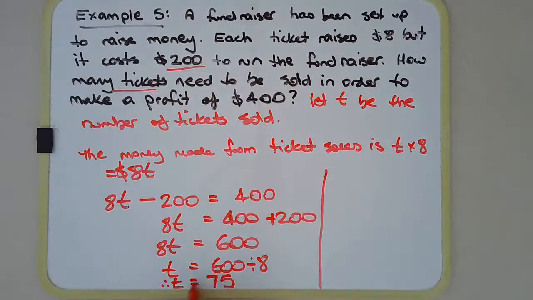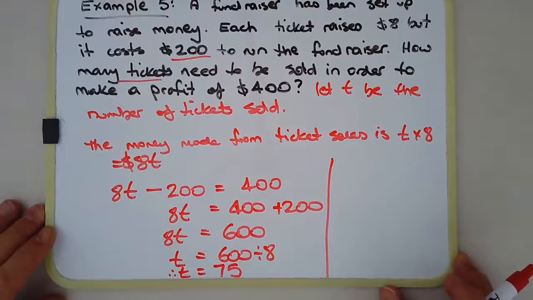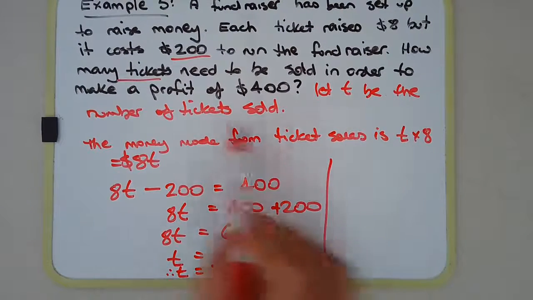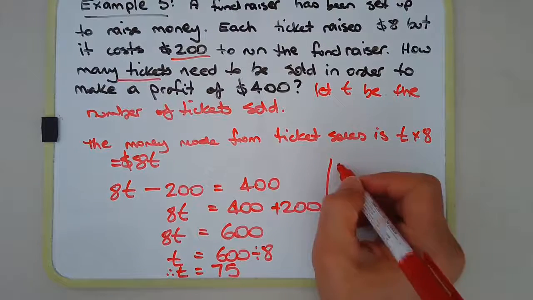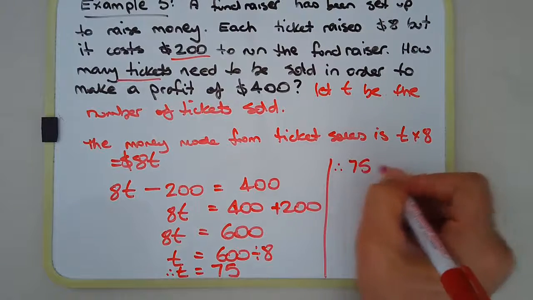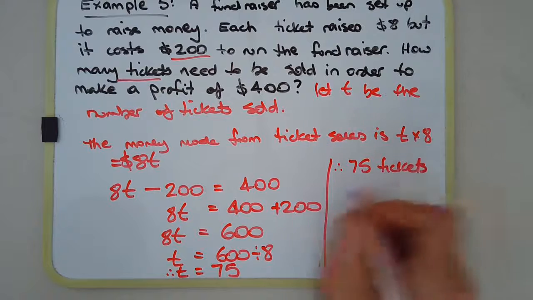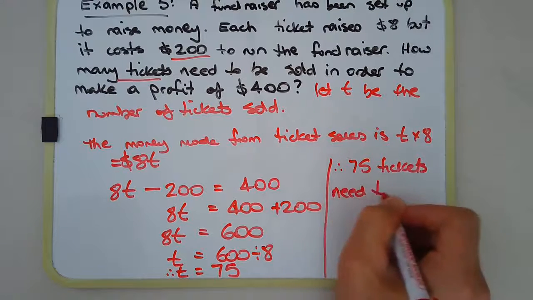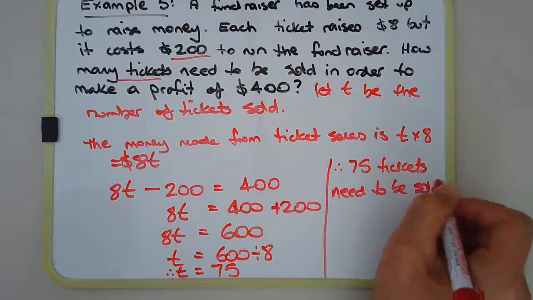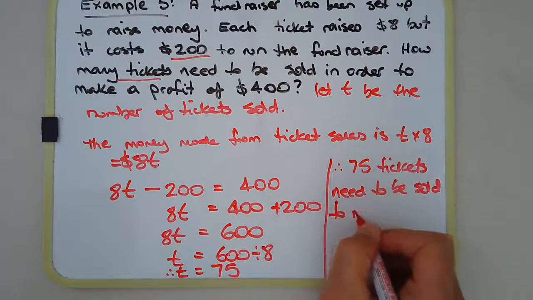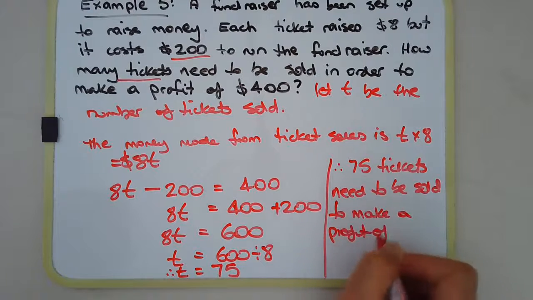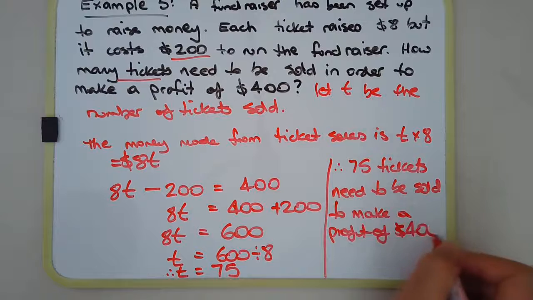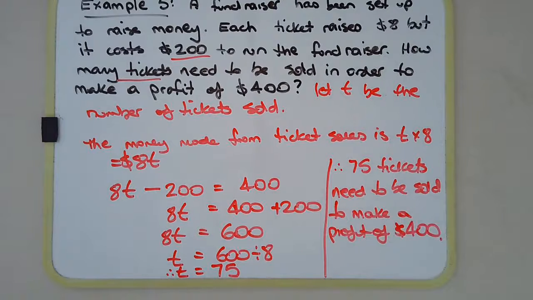So, what does that mean? What does T equals 75 mean? Well, go back to what we defined T to be. T is the number of tickets sold. So, therefore, 75 tickets need to be sold to make a profit of $400. And that's how we solve worded equation problems.